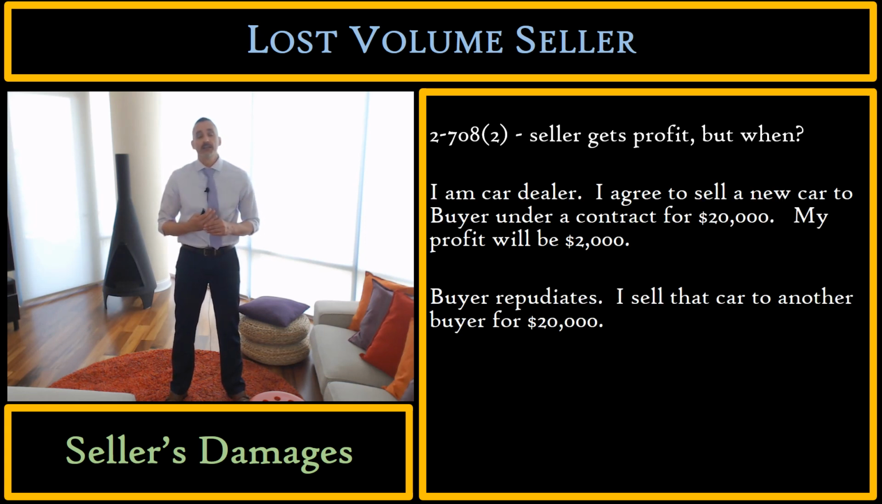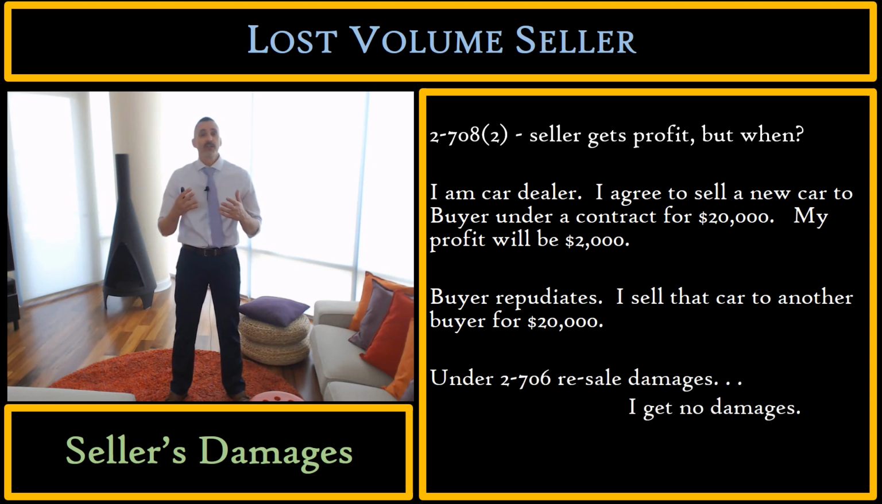So I'm a car dealer and I enter into a contract to sell a new car to a buyer for $20,000. My profit for this will be $2,000. In other words, it's going to cost me $18,000 to get the car from the manufacturer. Then I'm going to sell it to the buyer for $20,000. My profit is $2,000. Buyer repudiates the contract, and I sell that car to another buyer. For how much? For $20,000.